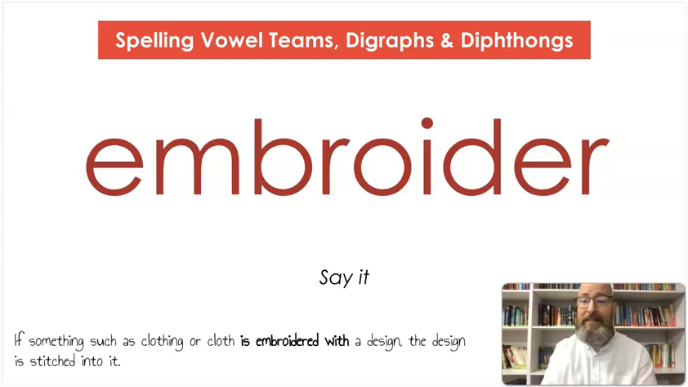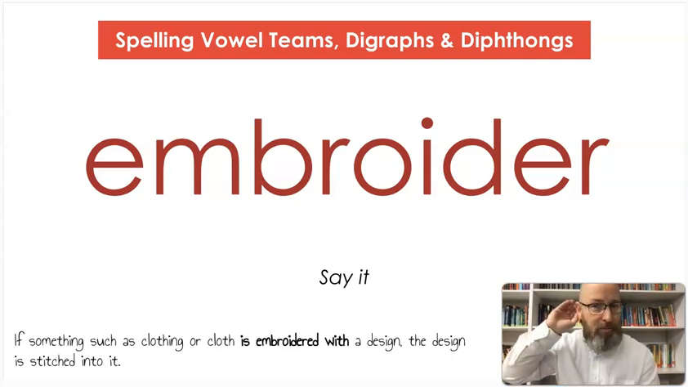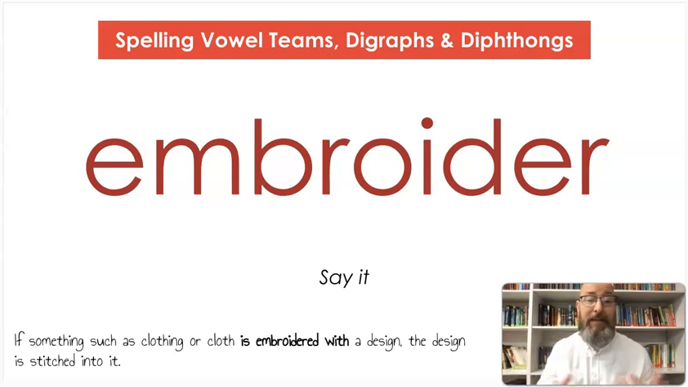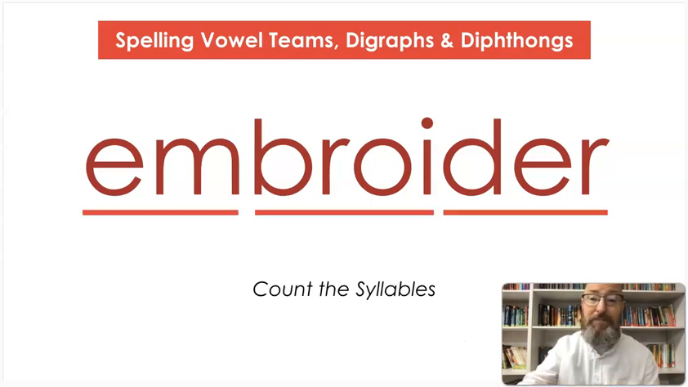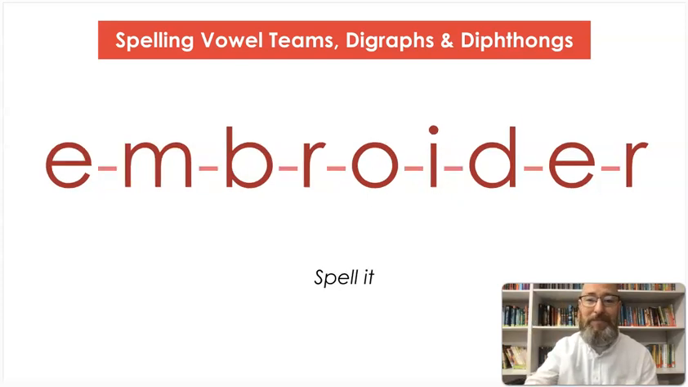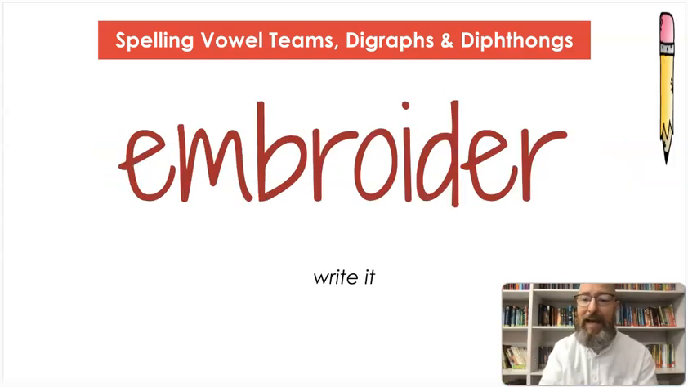Our next word is embroider. Say embroider. If something such as clothing or cloth is embroidered, a design has been stitched onto it. Count the syllables. Embroider. Embroider. Let's spell it. E-M-B-R-O-I-D-E-R. Embroider. And let's write it.